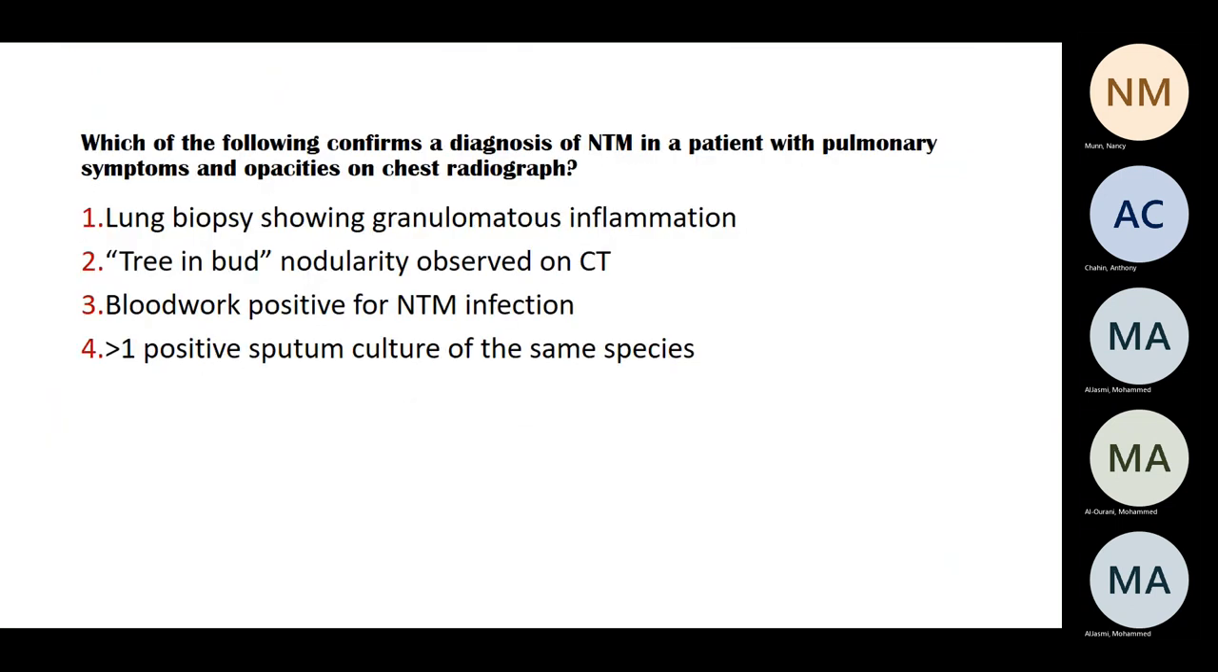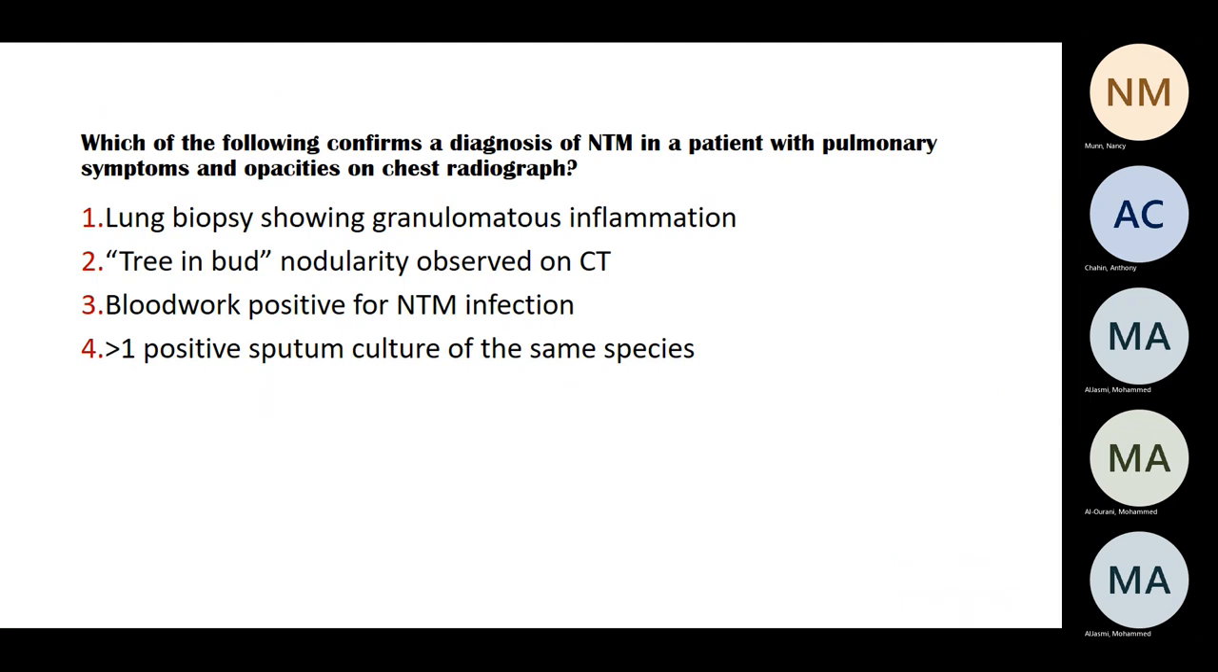All right, Yunus. And that's another question about diagnosis. Which of the following confirms NTM in a patient with pulmonary symptoms and abnormalities on chest radiograph? Lung biopsy showing granulomatous inflammation, nodularity observed on CT, positive blood work, or more than one sputum culture positive. Confirms will be four. So NTM diagnosis should have three things: there should be symptoms, and we'll talk about that; there should be imaging findings; and there will be culture for confirmation. Granulomatous inflammation, like I said, alone is not sufficient. Imaging findings are not sufficient because they can be caused by a variety of reasons.